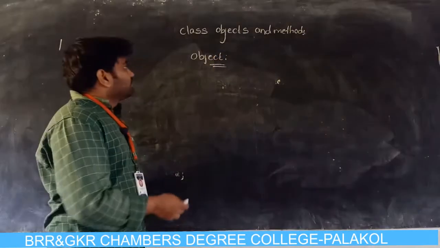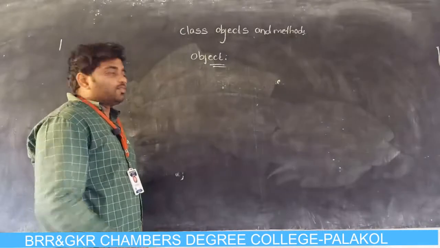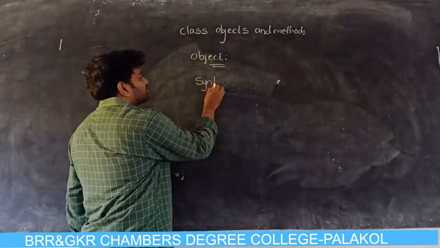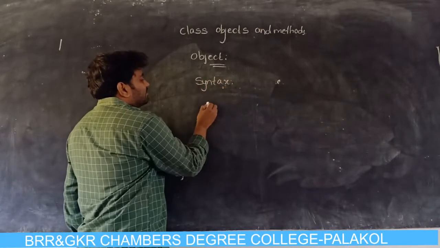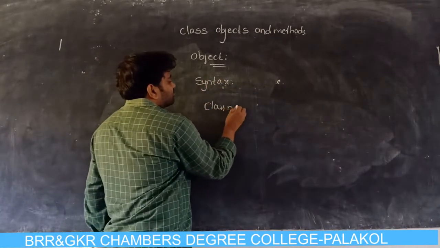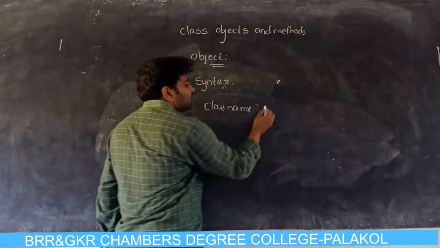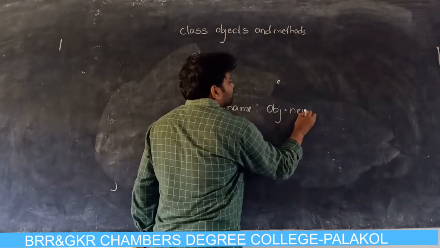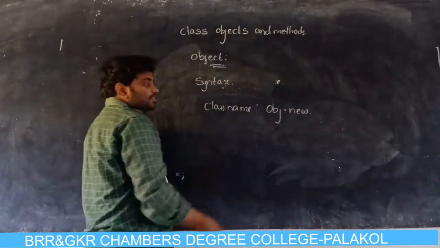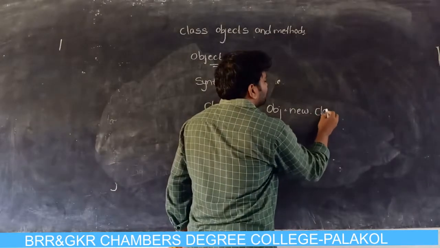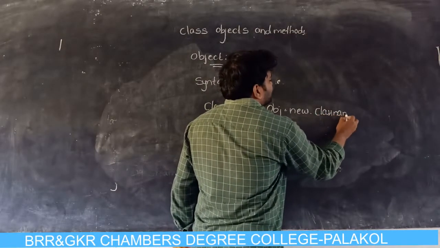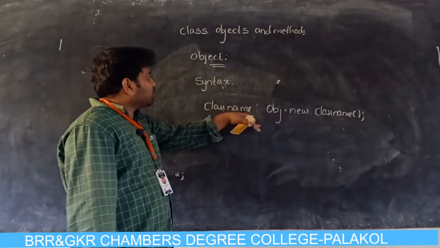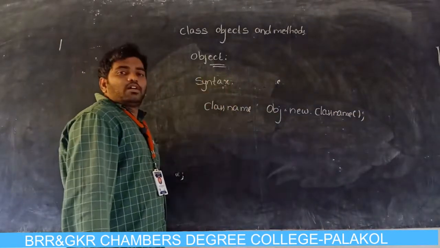Next, the syntax formation of an object. Class name, object name equals new, then you write the class name, open bracket and close bracket. This is the syntax formation of an object.